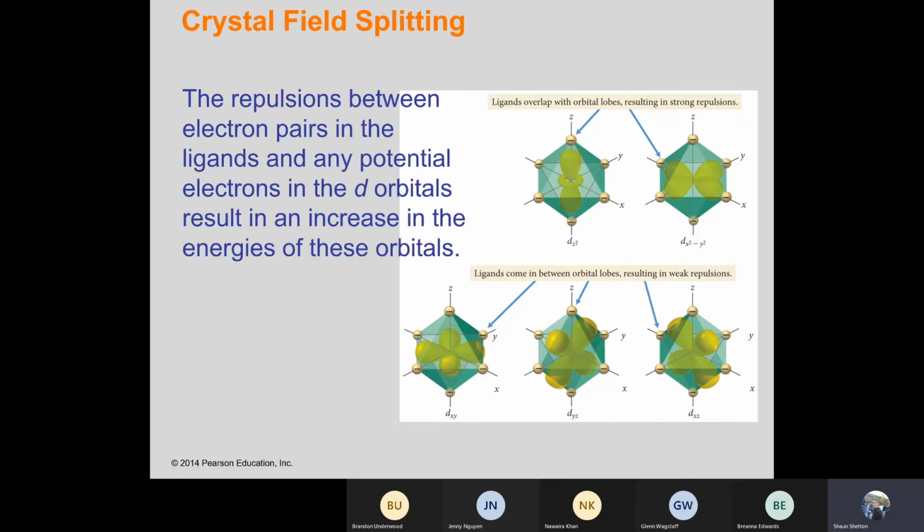Now, repulsions between electron pairs and ligands and any potential electrons in d orbitals result in an increase in the energy of these orbitals. That should make sense because the more repulsions, the more energy that's introduced into the environment, and the more unstable the electrons become. And so the atom itself is trying to reduce that stress by allowing this splitting to take place.